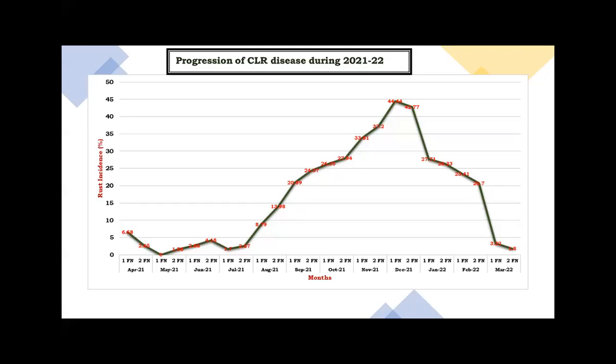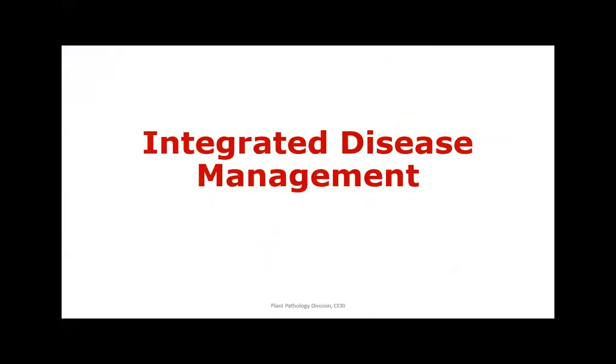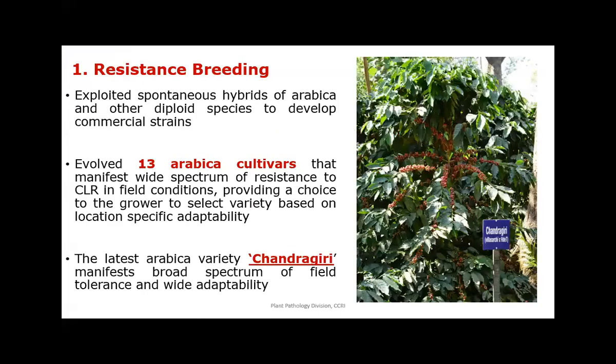And in December, you see it is the peak season, and then it has dropped down the curve. You can see that it is dropping down. Then it indicates a defoliation or reduction in the incidence of leaf rust. Then how to manage this disease? Disease can be managed by integrating disease management practices.